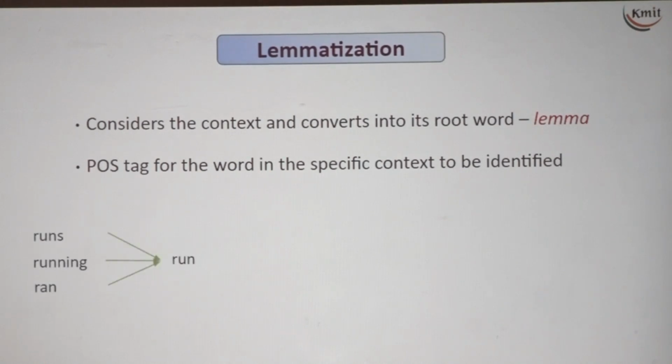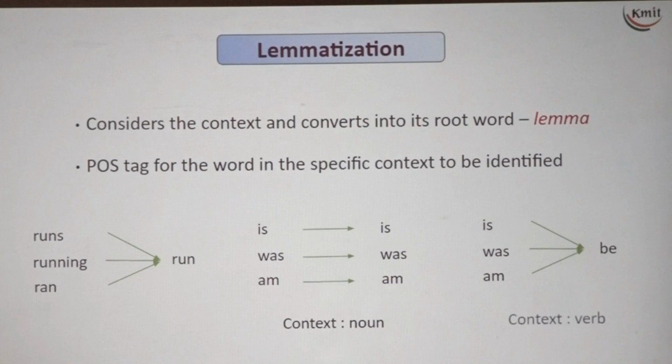See this example, you can understand better. Run, running, ran. These words will be converted into their lemmatized root word, that is run. It is capturing the meaning, one word is sufficient, right. But if you see this example, is, was, am, their root word is the same thing even in this case, but in the context of a noun. If these were used in the context of a noun, their root words also will be the same, but when the same words are used in the context of a verb, they will be converted into be. Thus, I am reducing my vocabulary also. This is the overview of stemming and lemmatization.